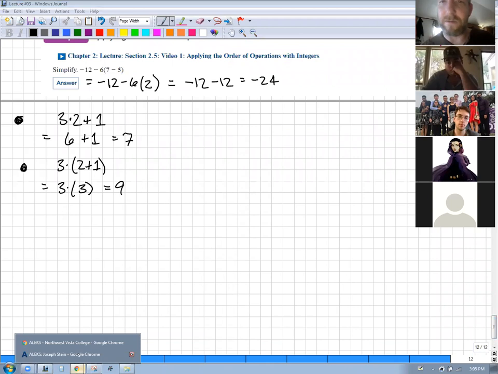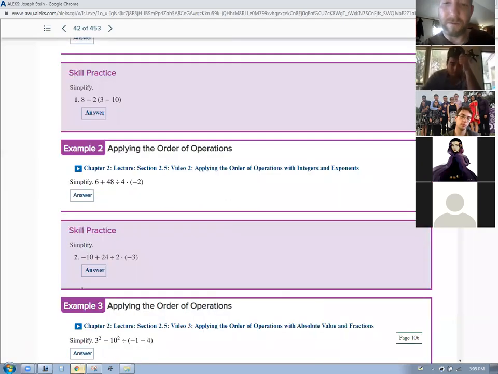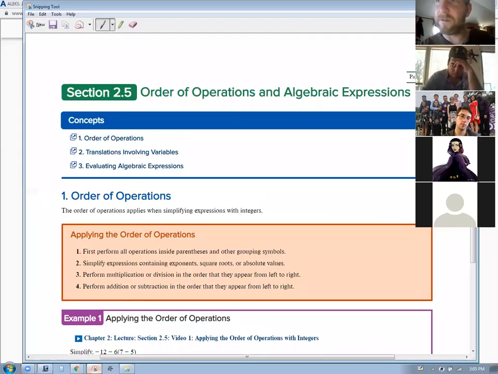Let's see. I'm going to do a lot of examples of this stuff. So our skill practice here.